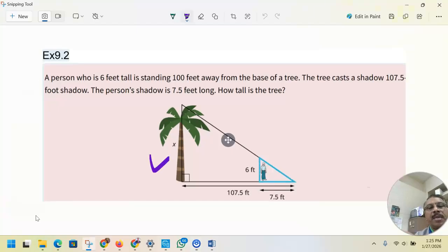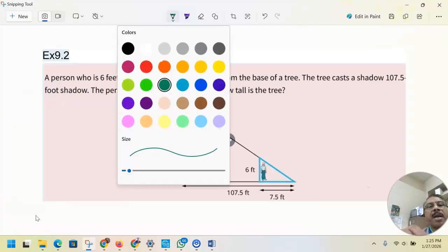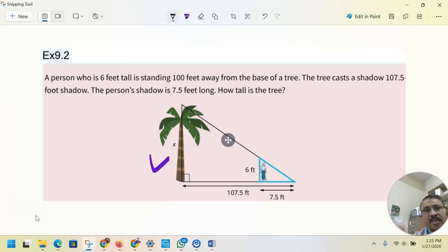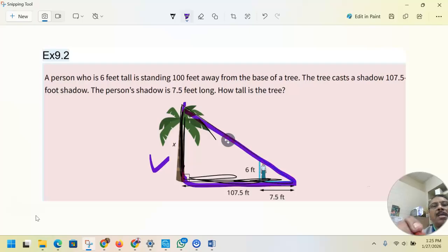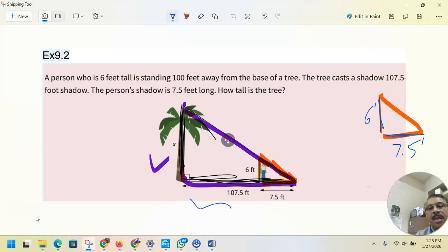In this case, you are already given a nice figure to understand. It's the same idea. There is one big triangle, which is the height of the tree. And then there is another triangle formed by the person standing here, the red triangle. This is 6 feet tall, and the 7.5 is the shadow. But remember, this one is the shadow of the tree.